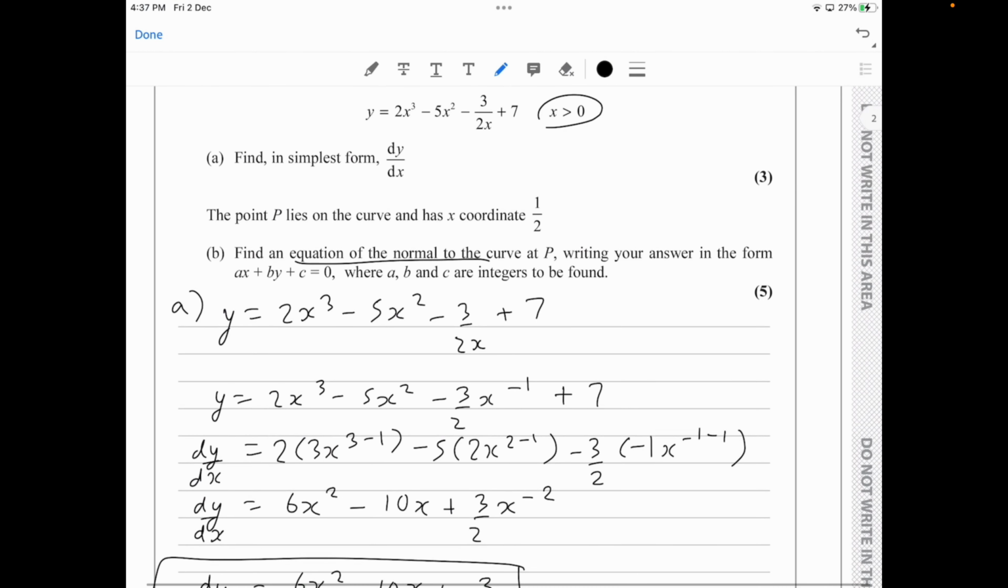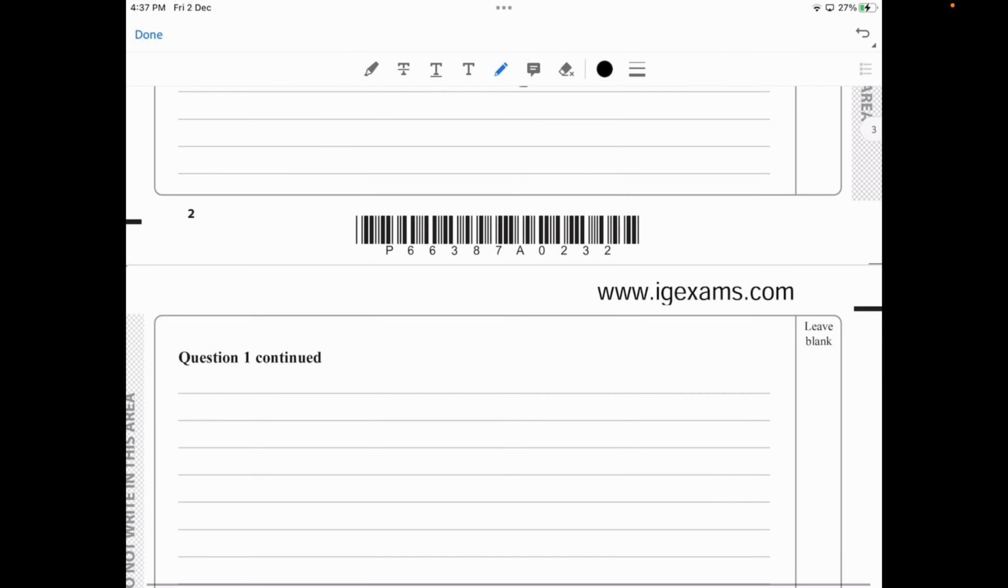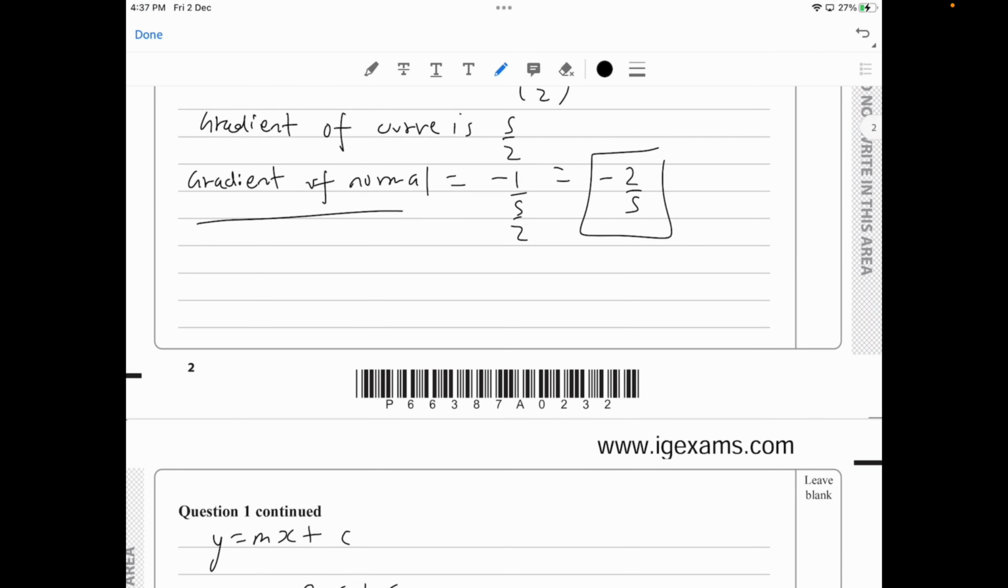So now we know the gradient. Now all we need to do is write it in terms of y equals mx plus c. That's the notation we're supposed to be using in the equation. So I'm just going to write it down here. y is equivalent to mx plus c. So we know that y is equivalent to -2/5 x plus c, since we have found the gradient of the normal. Now we have to find what c is.